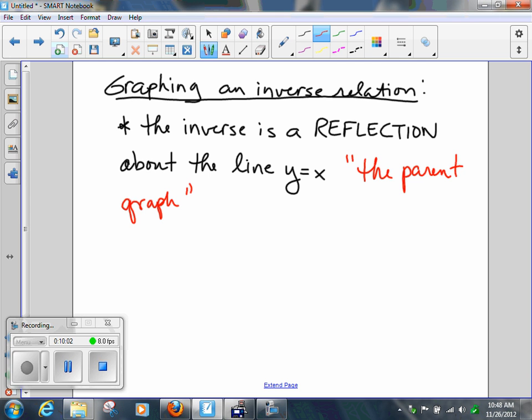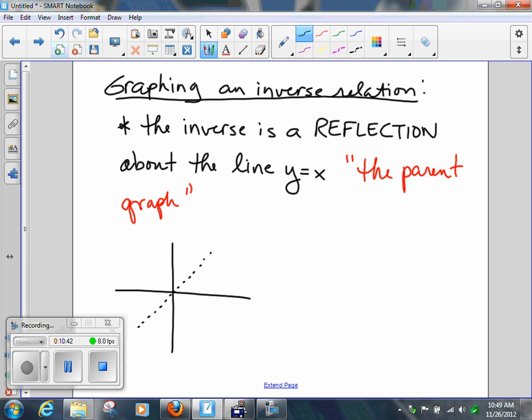Okay? But the inverse of a function will be reflected about the parent graph, y equals x. All right, so what's that mean? It means it's been flipped, okay? So if I have this picture, what is that dotted line that I just drew in there? That's my parent graph, right? Y equals x, because where x is 1, y is 1. Where x is 2, y will be 2, because they're equal to each other, yes?